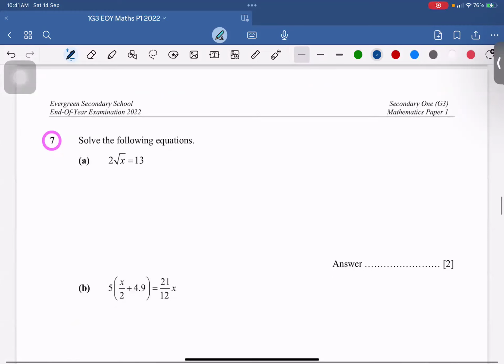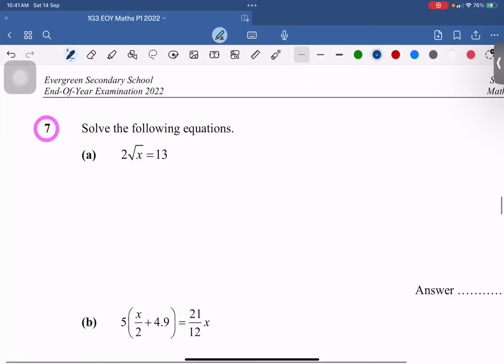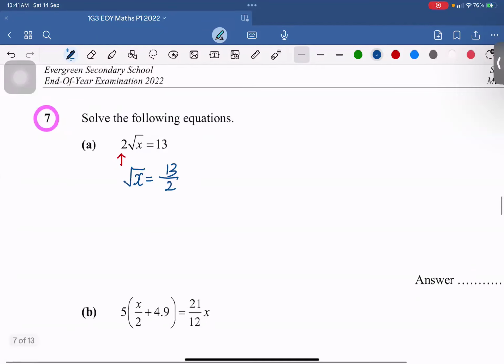Solve the following equation. First thing, a lot of students will tell me they want to square the number first. That's not true. Okay, because I have something else outside my square root. I need to remove this number 2 first. So I need to divide the 2 away to get only square root x equals 13 over 2. I don't like decimals, so usually I leave it in fractions. Then next, I will square both sides to make the square root disappear.